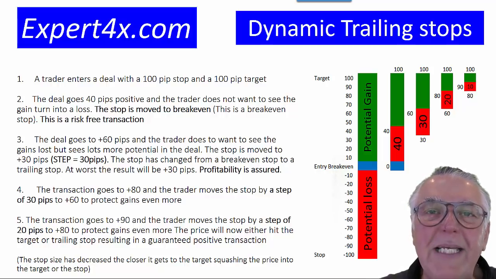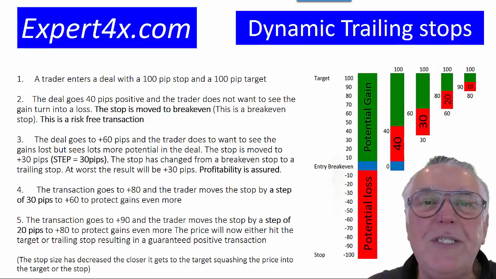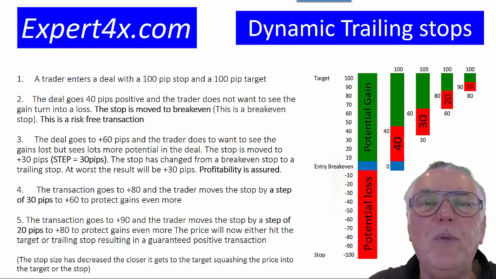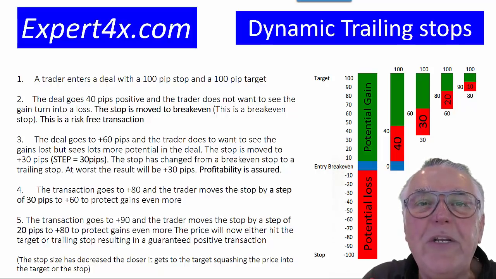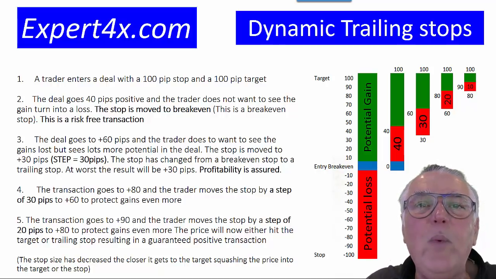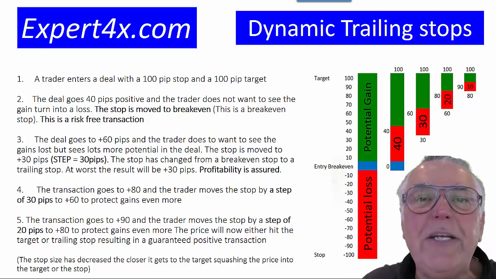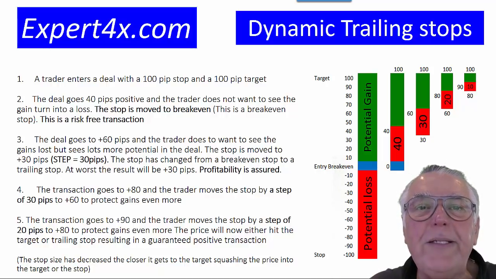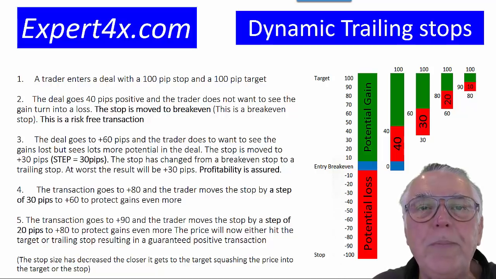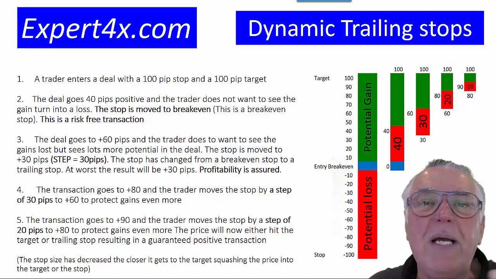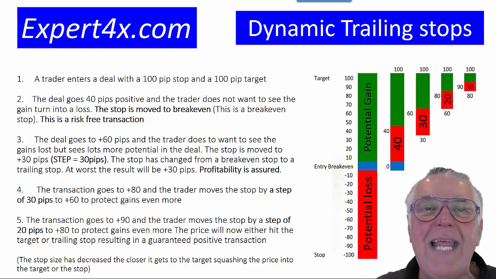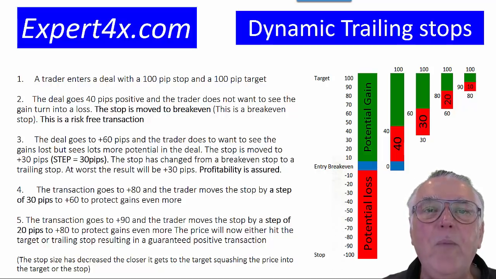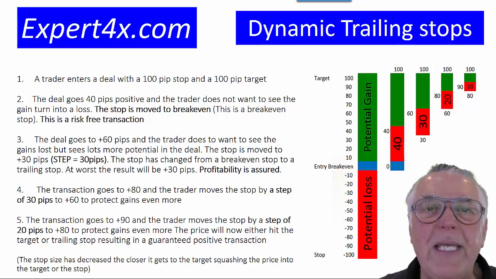But the difference here is that when the price goes to 60, the trailing stop will decrease in size to 30 pips. When it goes to 80, it will decrease to 20 pips. And when it goes to 90, it will decrease to 10 pips. So effectively, the trader cannot lose much if the trailing stop is hit, but at the same time, there's enough room for the target to be hit. So that's the dynamic trailing stop, and we've also got that in some of our EAs.